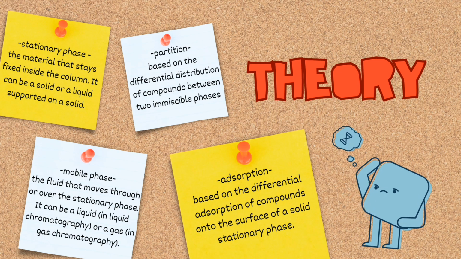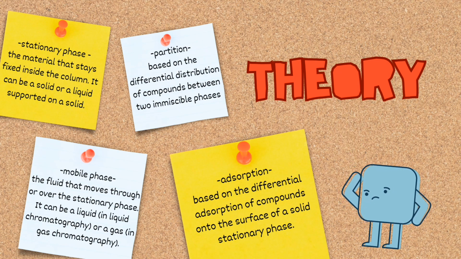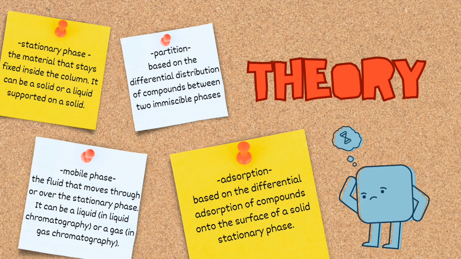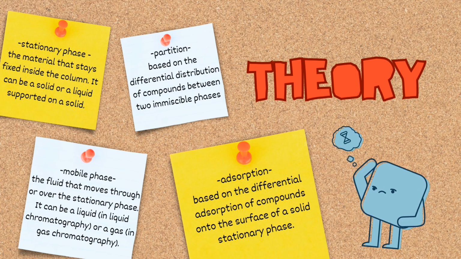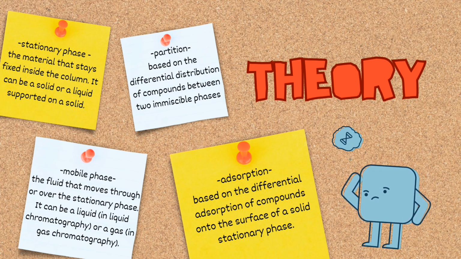The compounds in the mixture interact with the stationary phase to different extents based on their chemical properties. This differential interaction causes the compounds to move through the column at different rates, leading to separation.